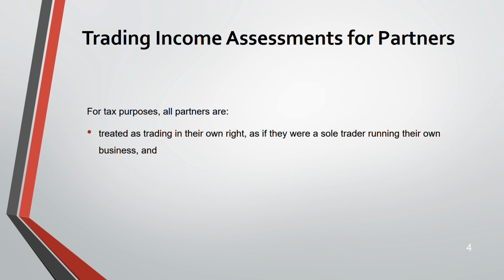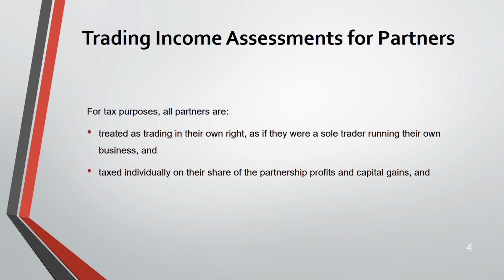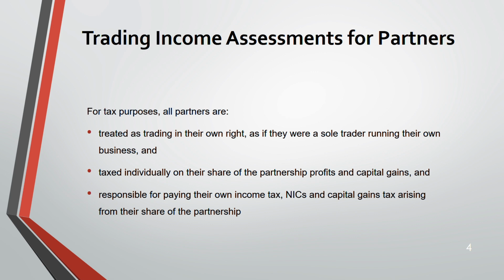For tax purposes, all partners are treated as their own right. That means all partners are treated as sole traders who are running their own business. Let's say in a partnership you might have 5 partners. All the 5 partners will be treated separately. They'll be treated as 5 separate sole traders when we are taxing them. Now, you have to tax each partner individually on their share of profit and loss. Okay, profit and capital gain. And each of the partners is responsible for paying their income tax, their NIC, and their CGT.